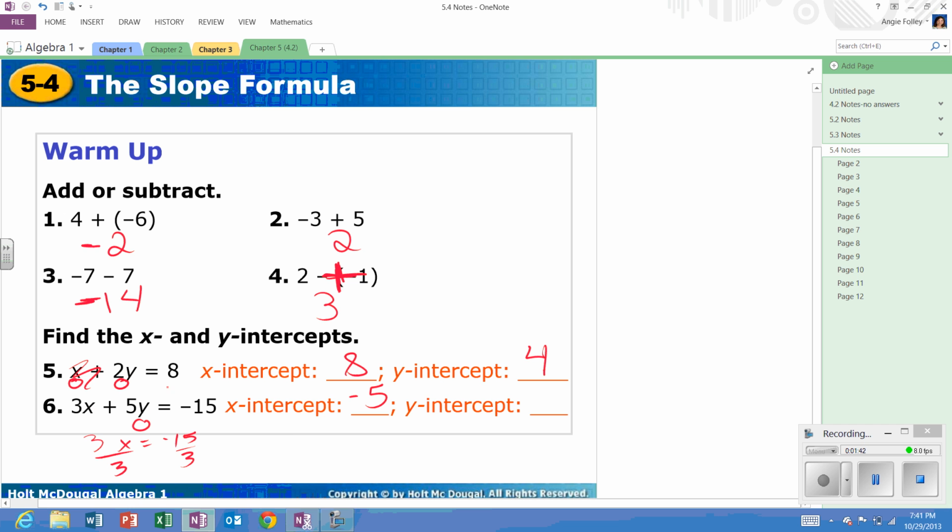For my y-intercept, when I plug 0 into 3x, I'm going to be left with 5y equals negative 15. When I divide both sides by 5, I get y equals negative 3. So my y-intercept is negative 3.